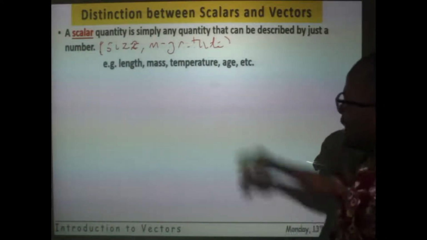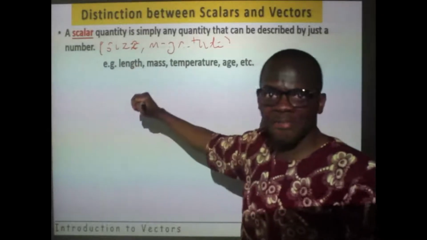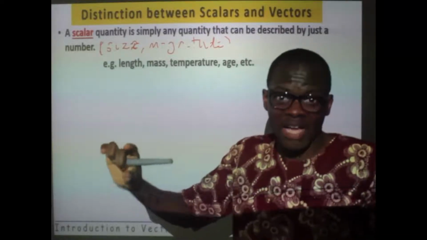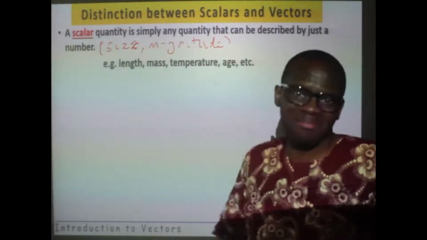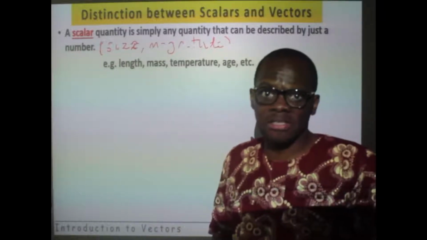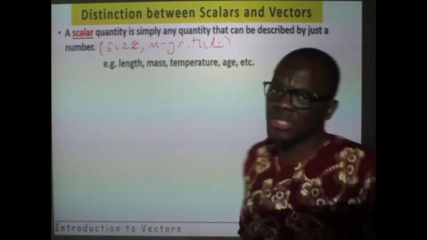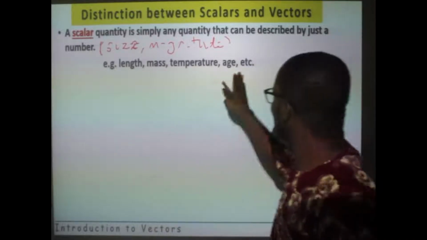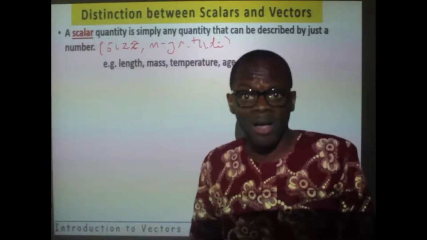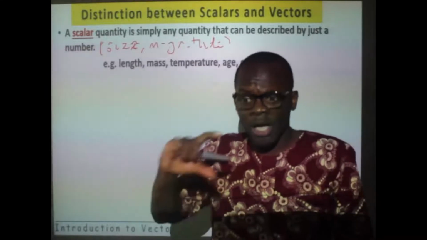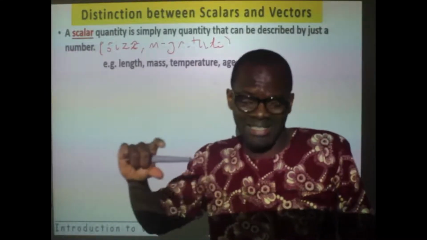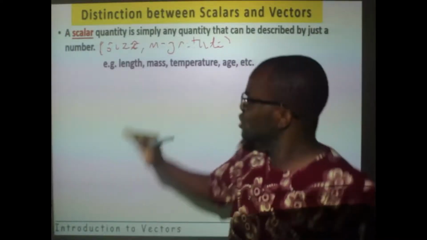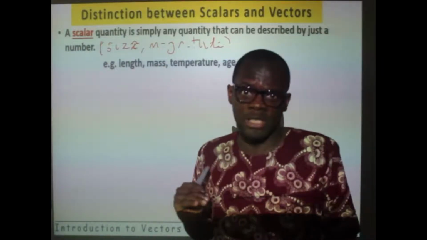So, examples of scalar quantities are length. For example, the length of a desk is 5 meters. Just the size, just the magnitude. Mass. The mass of a table is 10 grams. Temperature. Your body temperature is 28 degrees Celsius. And then age. How old are you? You are 16 years old. So it's just a number. It's just a quantity, a size in particular, or a magnitude. And that is enough information to describe a scalar quantity.